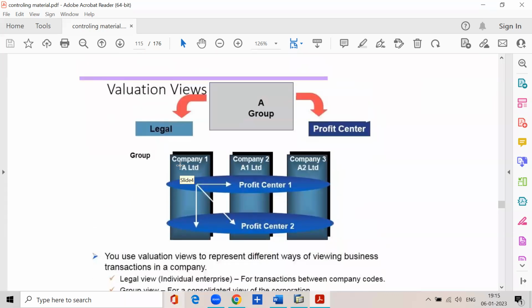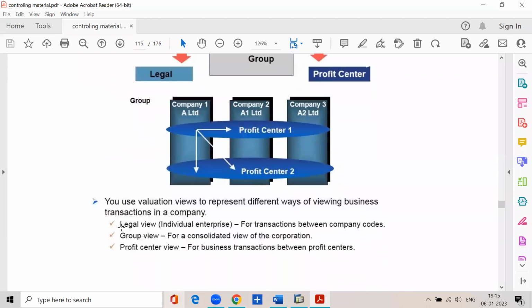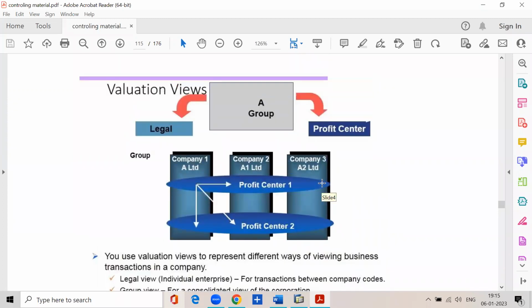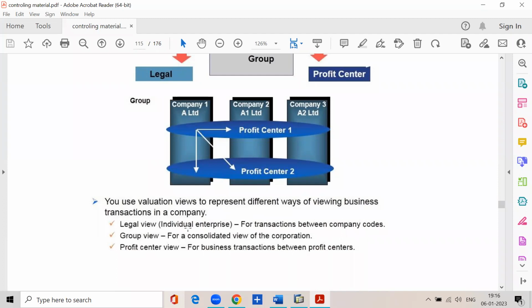So here, there are different valuation views for the profit centers. Number 1, legal view: individual enterprise. Here, if you take the group as a whole, the group may contain a number of company codes, right? In that case, legal view means every company code can be treated as a profit center. Then all the 3 company codes, for example, can be treated as a group. In that case, we can see the group view. Then the profit center view for business transactions between the profit centers.